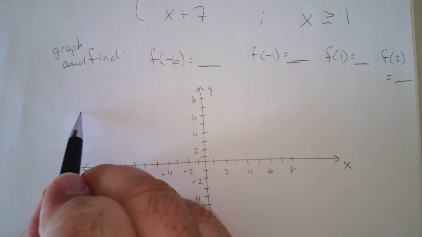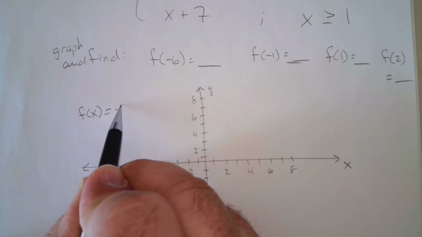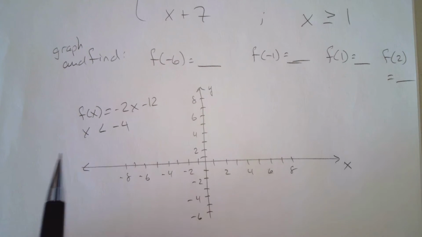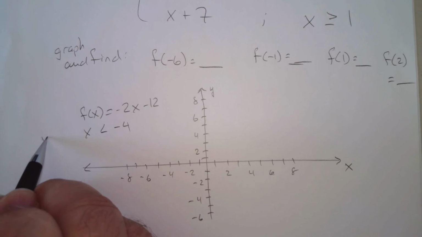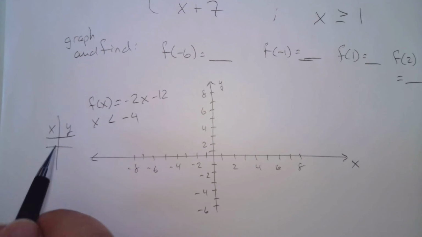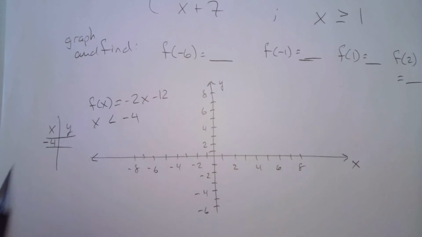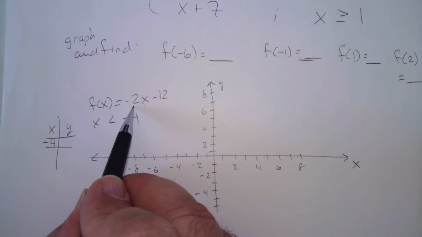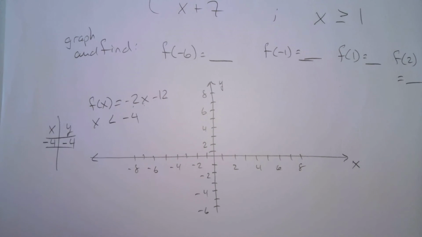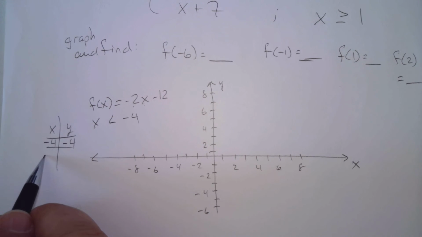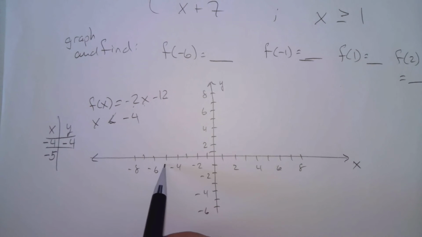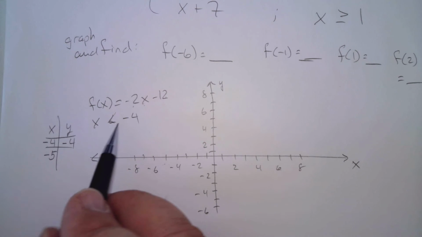So the first function is f of x equals negative 2x minus 12 when x is less than negative 4. It's a linear equation, no exponents or anything. So when x is negative 4, negative 4 times negative 2 is 8. 8 minus 12 is negative 4. Has to be going left. So f of negative 4, go to negative 5, or negative 6, it doesn't matter, just pick one.